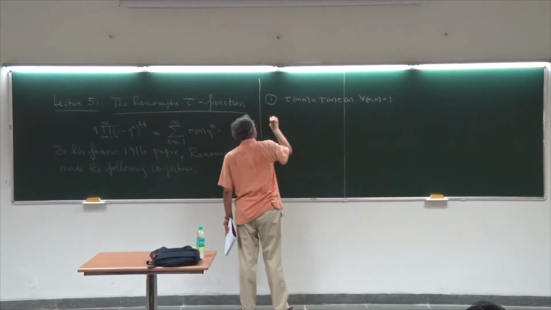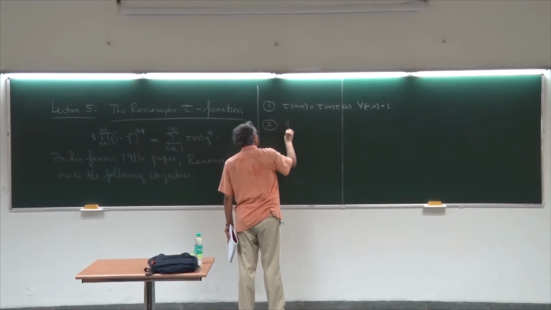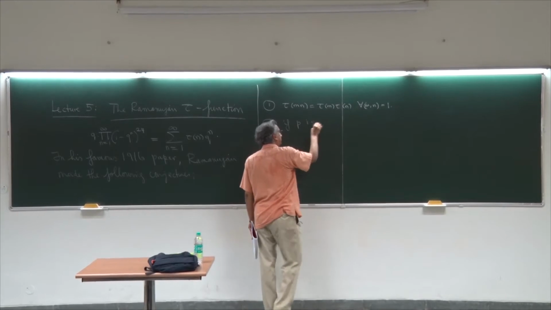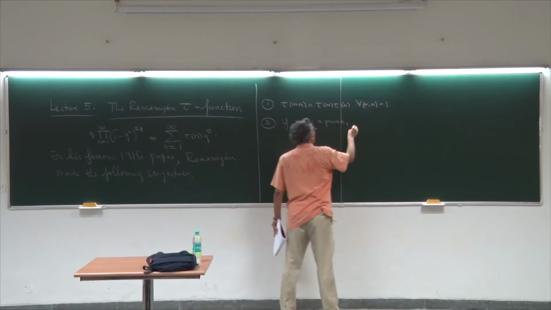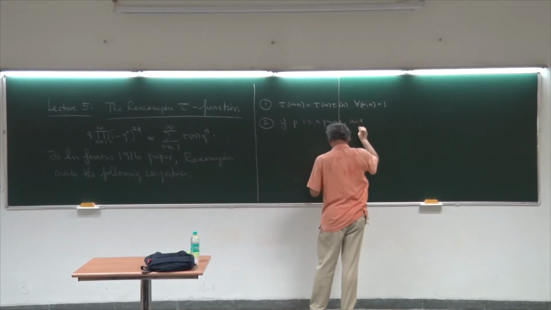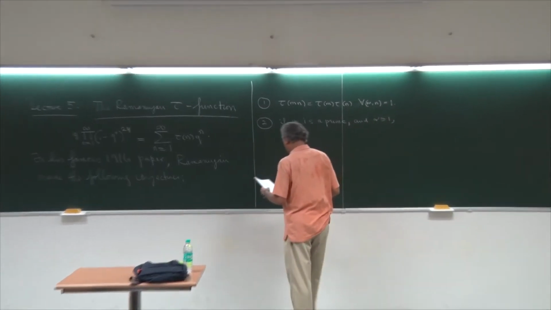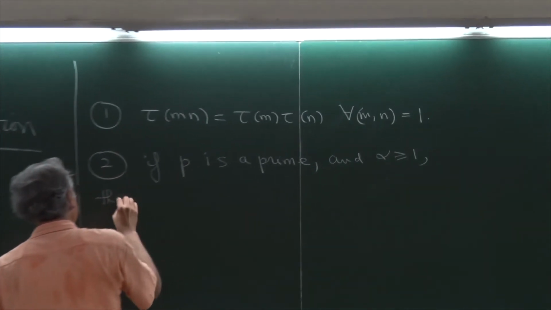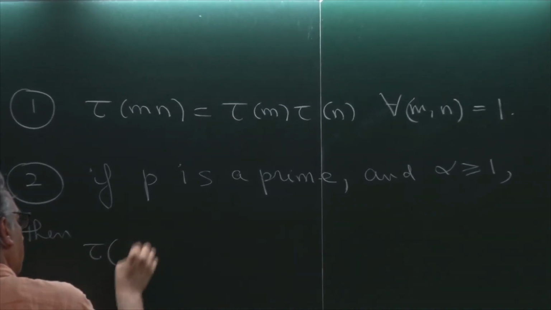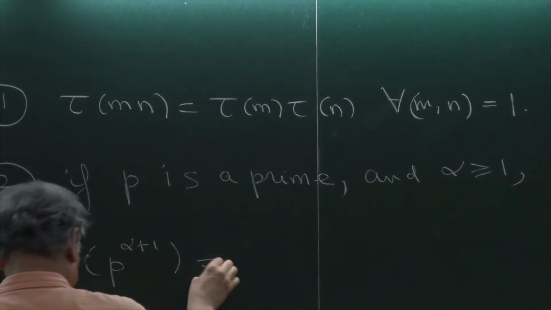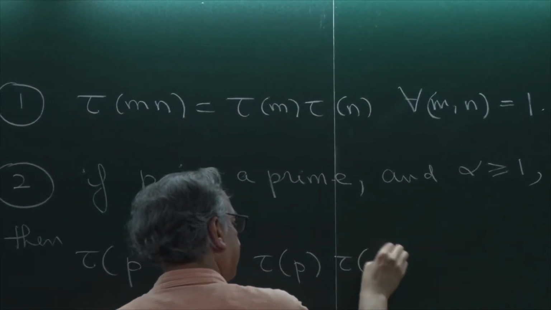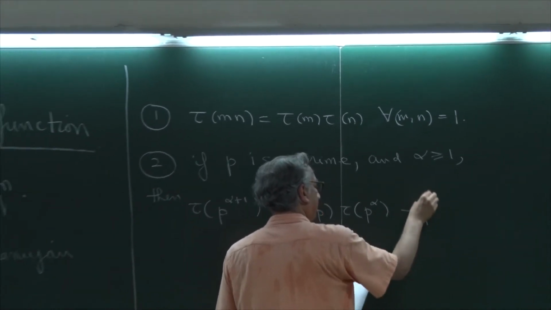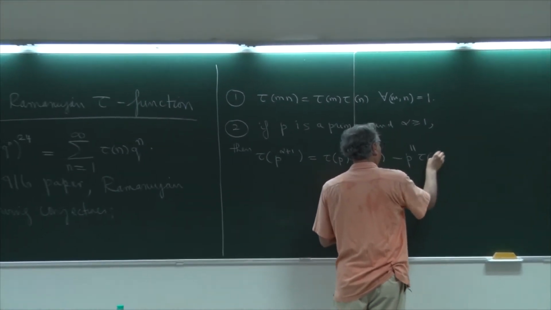The second conjecture is that if p is a prime number, and alpha is at least 1, then tau of p to the alpha plus 1 equals tau of p times tau of p to the alpha, minus p to the 11 times tau of p to the alpha minus 1.